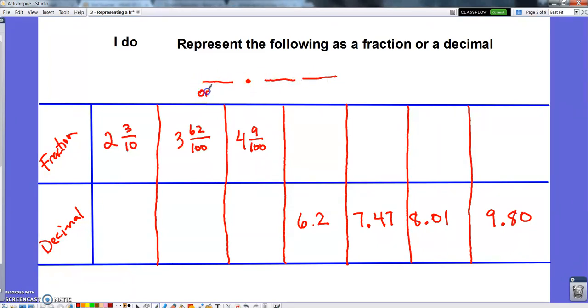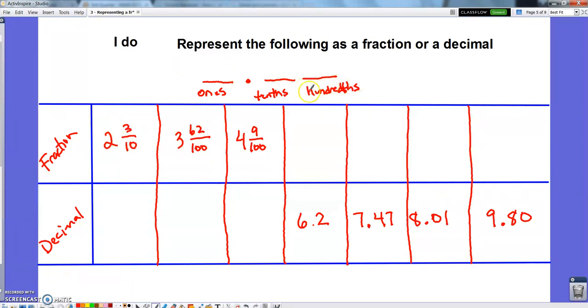This is ones, this is tenths, and this is hundredths. And I only bring that up so you'll think of these. So let's start with this one. 2 and 3 tenths. If I read this out loud, I would say the words 2 and 3 tenths. That's how I would pronounce this number.